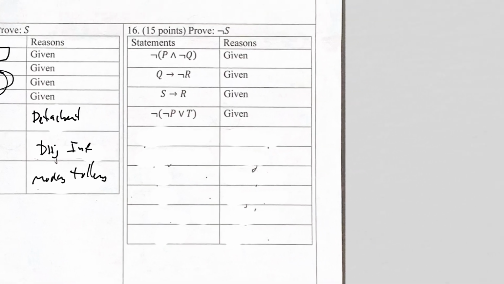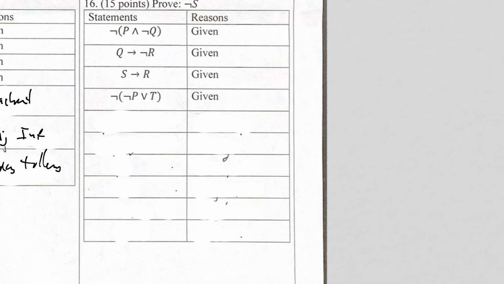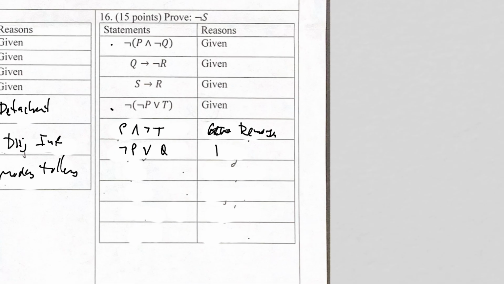Now for number 15, this one doesn't have any single letters, so we're going to need them. We have two De Morgans. When there's a negation outside of a parenthesis, I'm going to take this one. It becomes P, flip the sign, not T. That's De Morgan. Might as well do this one also. Not P or Q. You negate both things and flip the sign. De Morgan's.